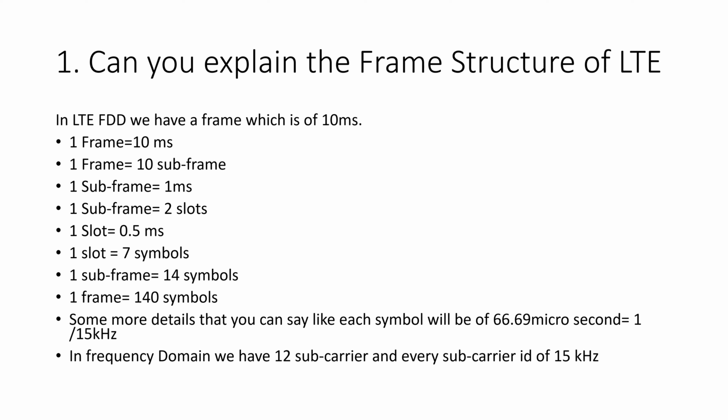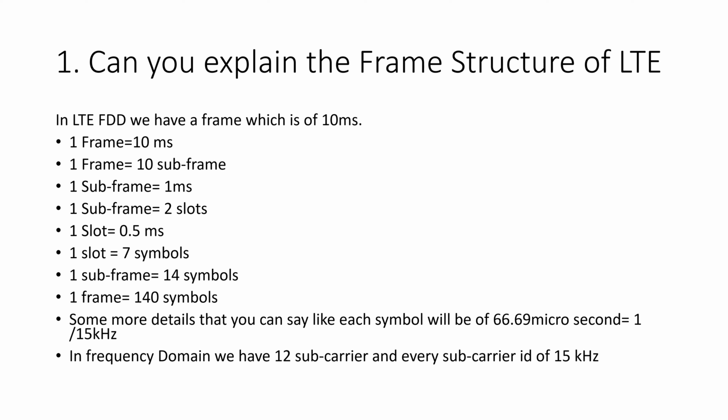in LTE FDD we have a frame of 10 millisecond, and every frame, one radio frame, will have 10 subframes. That is, every subframe will be of 1 millisecond. So you see, one frame is 10 millisecond, one frame equals 10 subframes, and every one subframe is 1 millisecond. Now again, in a subframe we have two slots.